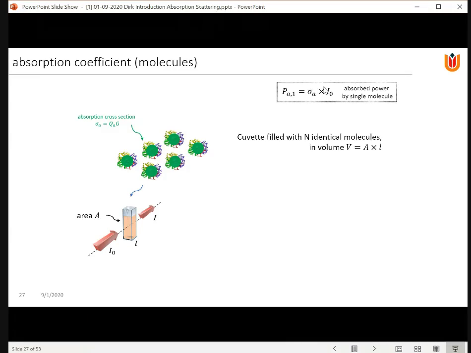Now let's fill this cuvette with n identical molecules, and let's say that the cuvette has a length L and an area that is illuminated A. So that means that these n identical molecules are all contained in a volume V equal to A times L. So the question is now, can we express the absorbed power by all these n molecules as a function of the incident intensity?